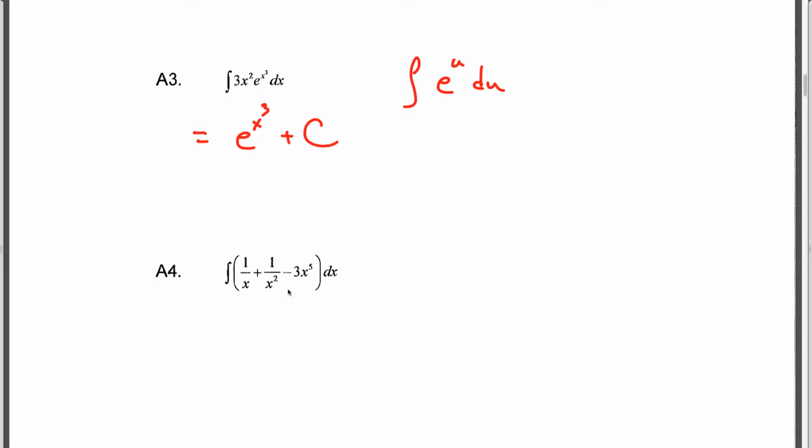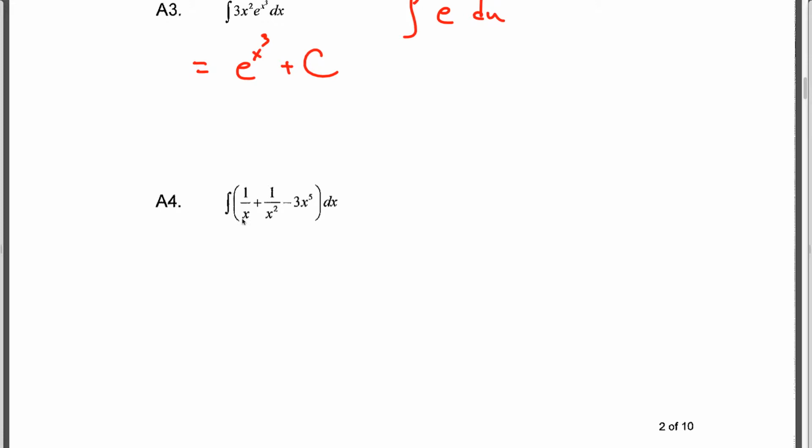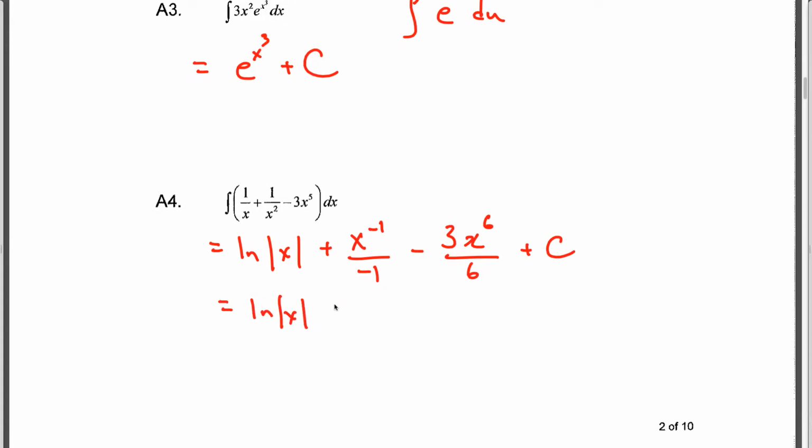The final question here now, just to practice our standard rules, we have the integral of 1 over x. Well, we should recognize that as the natural log of x, plus 1 over x squared. Well, that's x to the minus 2, so that gives us x to the minus 1 over minus 1, minus 3x, x to the 5 had to come from x to the 6, so x to the 6 over 6, all plus a constant. And we'll go ahead and simplify a little. We'll add the negative, put 1 over x there, and make that x to the 6 over 2. And that would be the simplified form of that one.